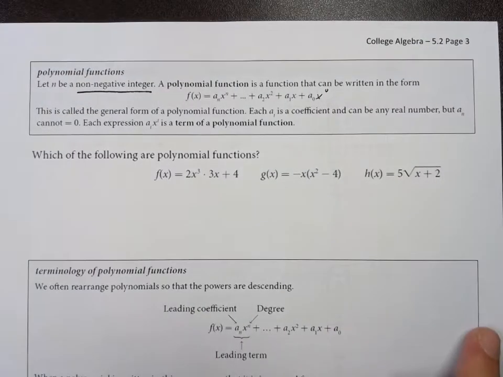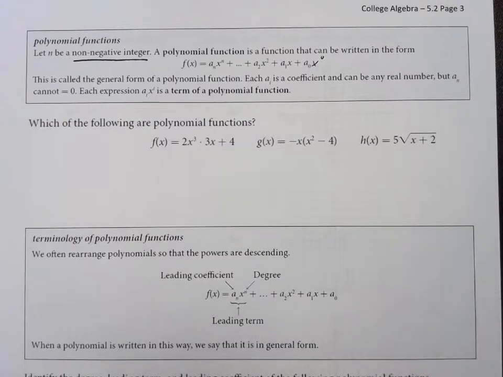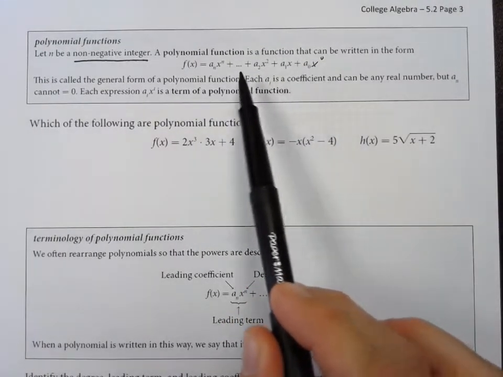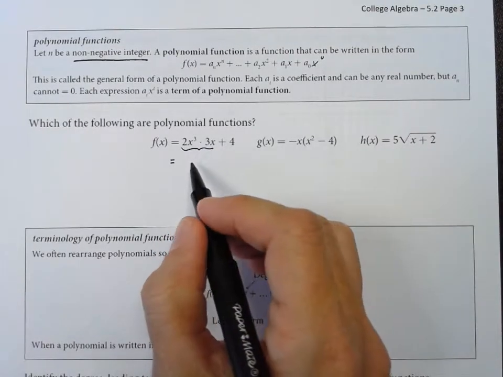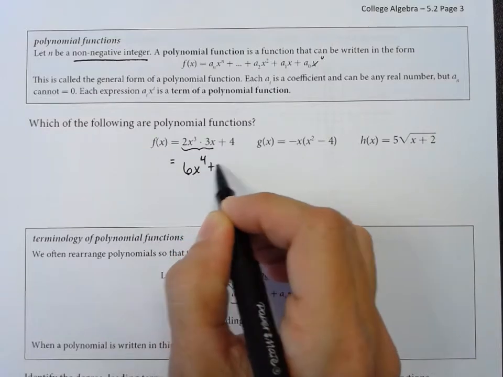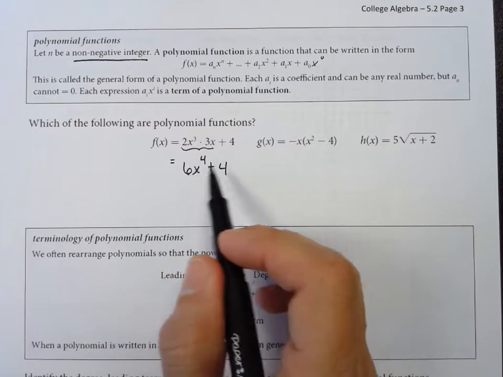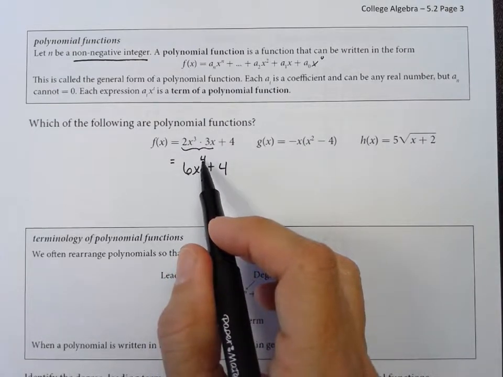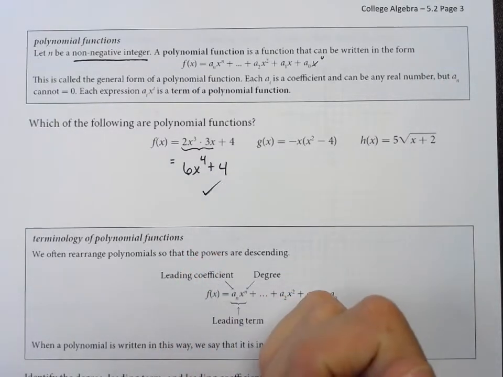So look at this first example. Which of the following are polynomial functions? You just want to make sure that you can write your function as a string of terms like we have at the top. For example, this one, if you multiply the first two using order of operations, you get 6x to the 4th plus 4. Everything in here is real. The coefficients are real. The exponent is a real and a positive number. Integer, if you want to think of it that way. So this one is definitely a polynomial.